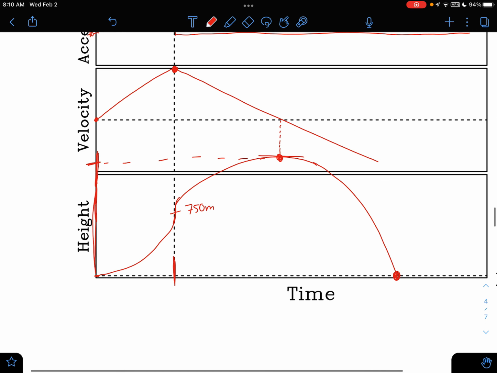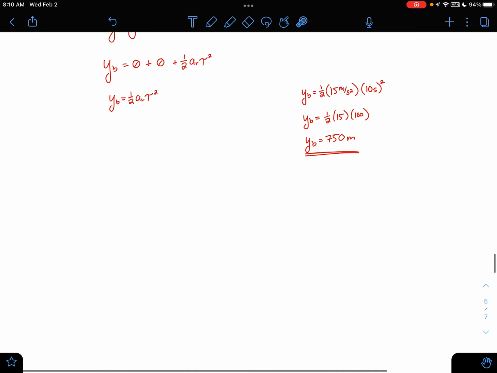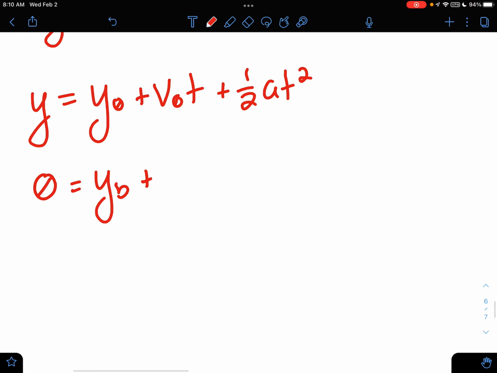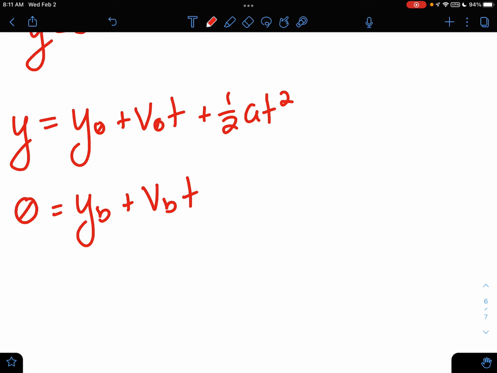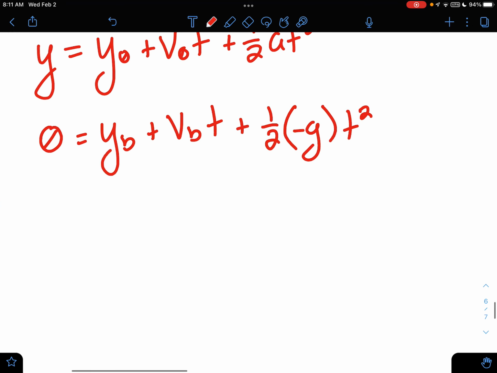Because we're starting here. For this section, there's our initial y, and then we go from there. So that's going to be our y at burnout, and we're setting that equal to 0, plus our v naught. That's our vb, our velocity at burnout, because we're starting at that burnout. Plus 1/2 our acceleration, -g t squared. And we're solving for t.